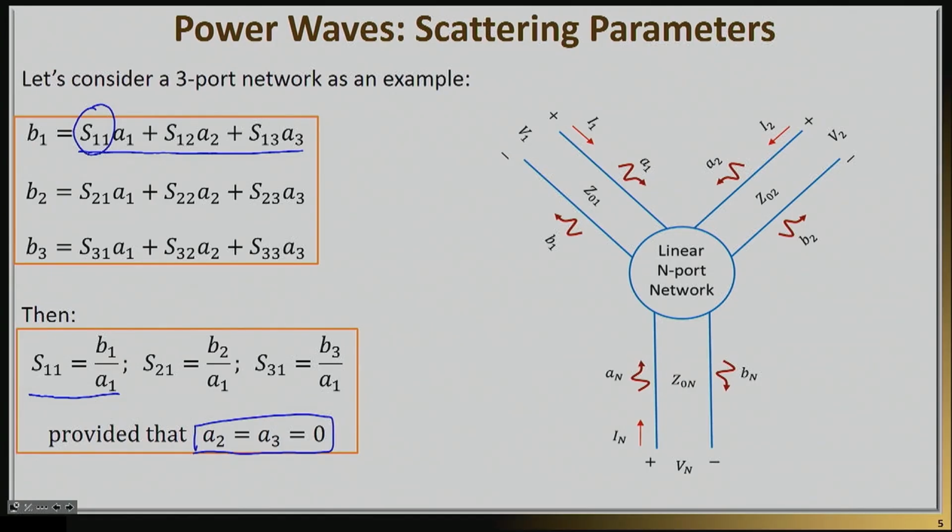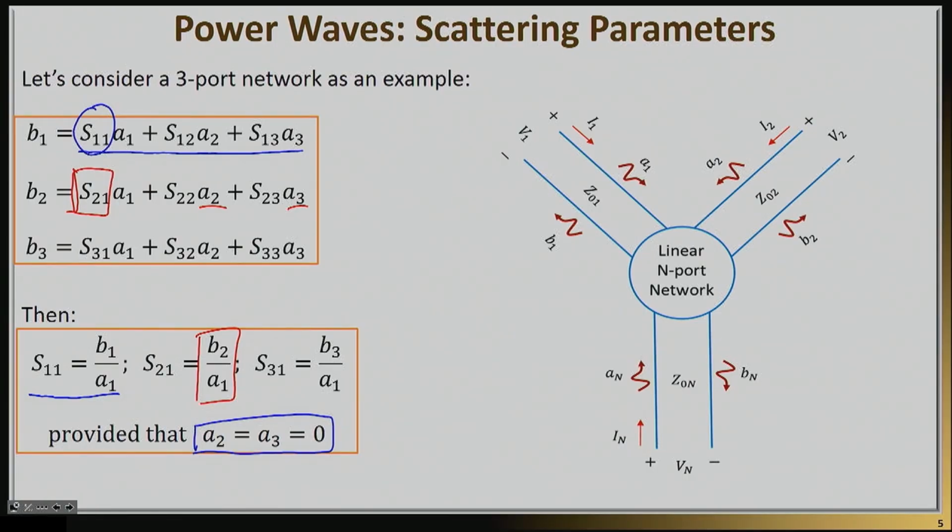Similarly, if I want to calculate S21, which is the parameter you see in the second equation right here, then S21 will also be equal to B2 divided by A1, provided that you can make A2 and A3 equal to 0. And so on and so forth. So you can always impose some conditions on the A waves, on the incident waves, to essentially get an equation that will give you the S parameter that you want.